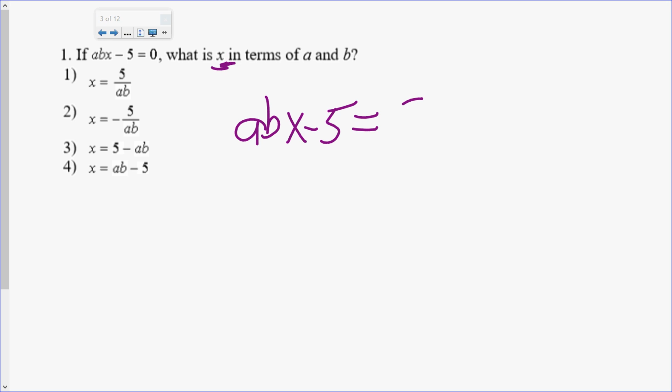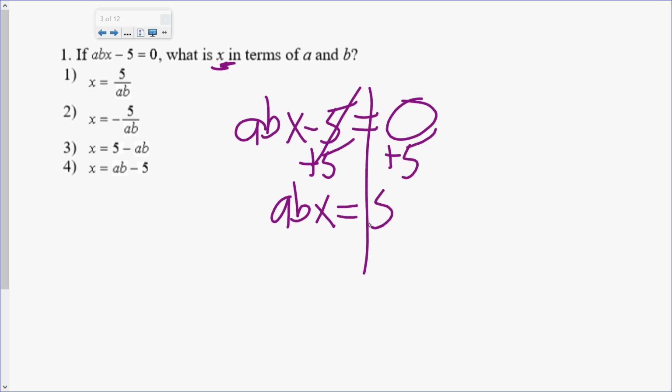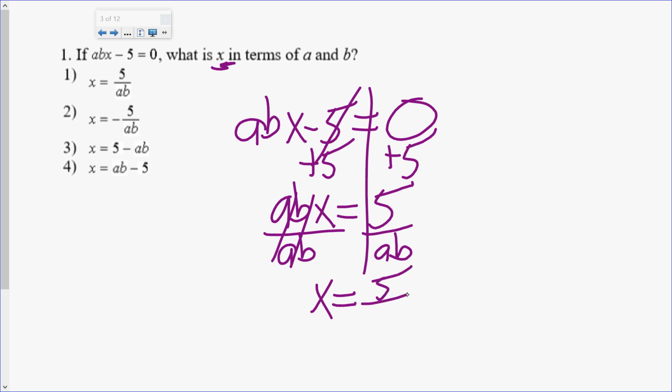So fractions, no. Parentheses, no. Combine like terms, no. Bring all x to one side, no. Everything's good. Isolate. Add or subtract first. I see a minus 5, so I do plus 5. Divide last. I'm trying to get x by itself, so I'm dividing away AB. So 5 divided by AB. I can't combine those. So 5 over AB is 5 over AB. That's my answer, choice 1.